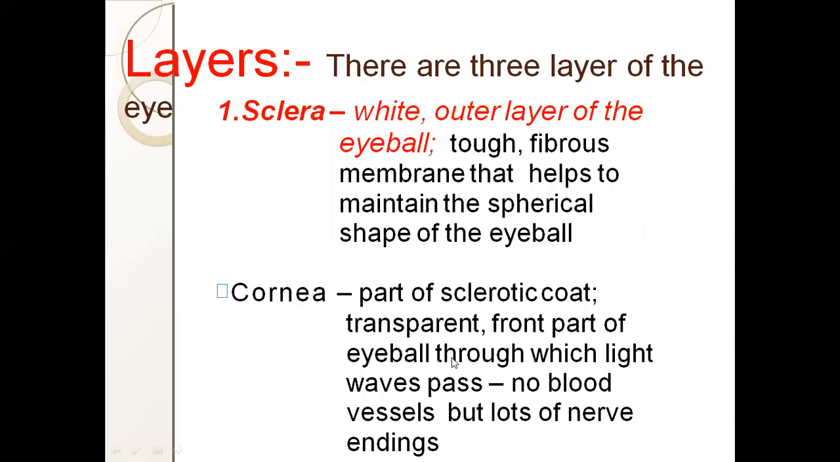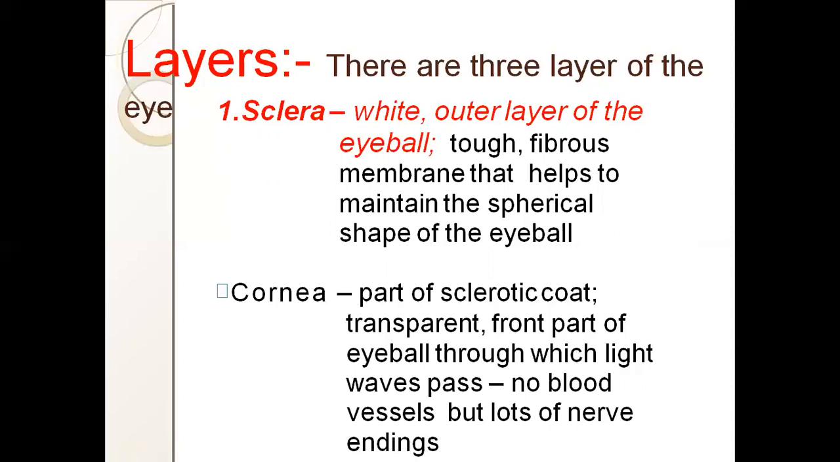Then layers. In our eye there are three layers. First is the sclera. It is the white outer layer of the eyeball that is tough, and it is made up of fibrous membrane that helps to maintain the spherical shape of the eyeball. What is the function of this? It helps to maintain the spherical shape of the eyeball.